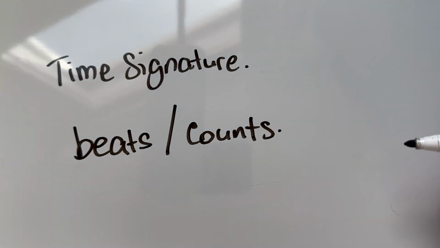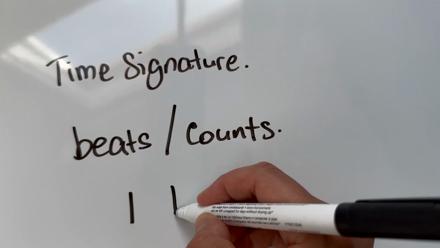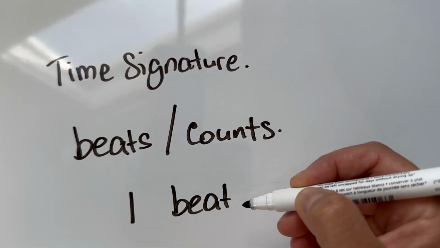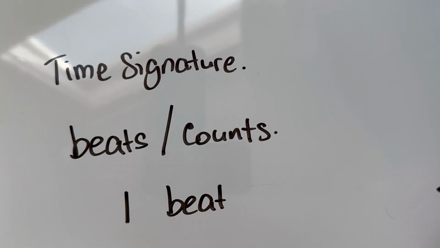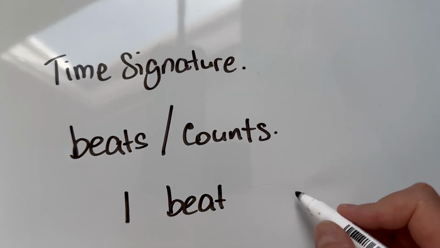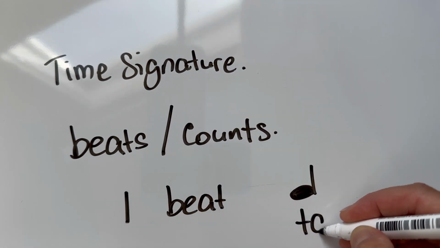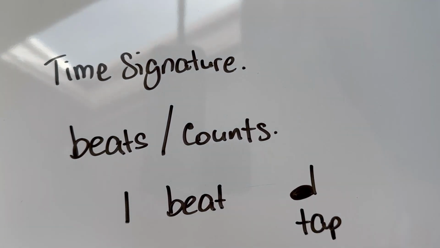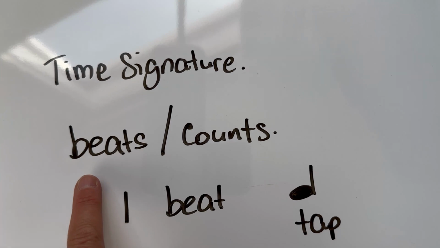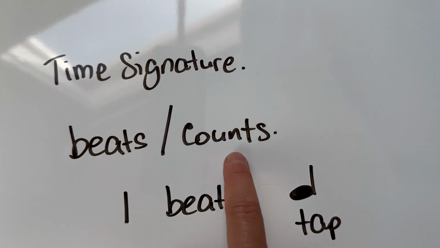And the second one, the bottom number, tells us what kind of note gets 1 beat. And in this book, because the bottom number is always a 4, the note that gets 1 beat is our beautiful tap note. He's always going to be 1 beat. Okay? So in number 9, the first blank, you need to write either the word beats or the word counts, whichever one feels better for you.